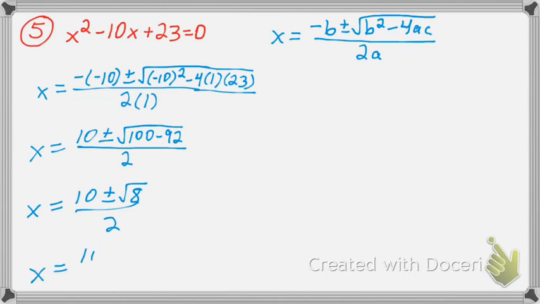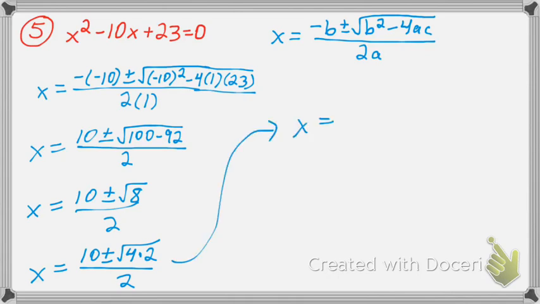4 divides into 8. So 10 plus or minus the square root of, I'm going to change 8 to 4 times 2. And the reason why I did that is because I'm able to square root the 4. So that goes to this right here. X equals 10 plus or minus 2 times the root of 2 over 2. And that 2 on the outside is coming from the square root of 4. The square root of 4 is 2. I could not square root the 2, so it stays in the root.